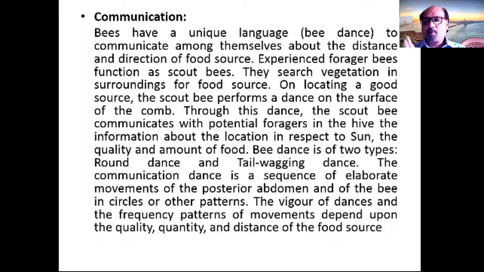And generally, if the distance is short, the timing of the wagging is faster. And if the distance is far apart, the timing is slow, which means the food is required far away. The experiment shows this when the food source is far away from the colony.